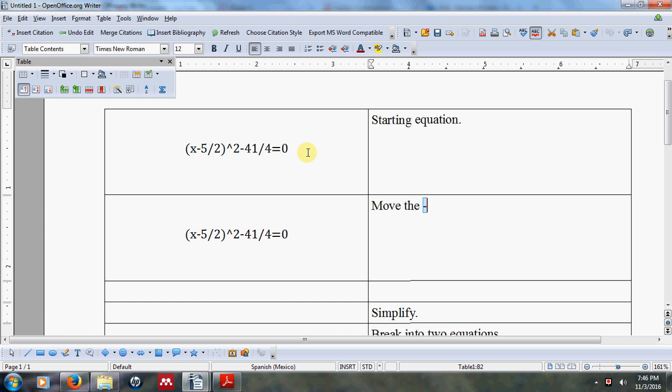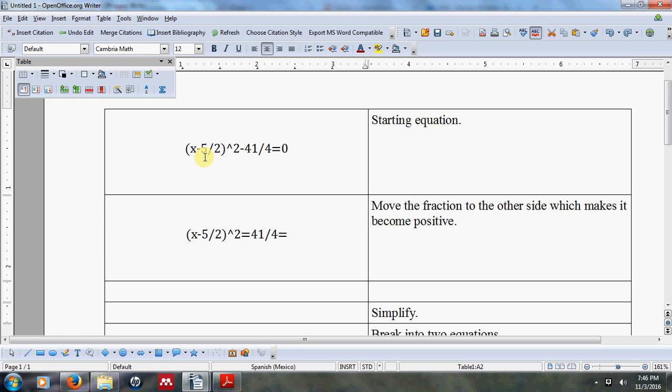Okay, so this was the equation that we ended up with at the end of number 8. And so what we're going to do now is we want to solve for x. So the very first thing we do is we move the fraction over. We move the fraction to the other side. And of course when you move it to the other side it becomes positive. So we took this minus 41 fourths and added it to both sides, it became 41 fourths.